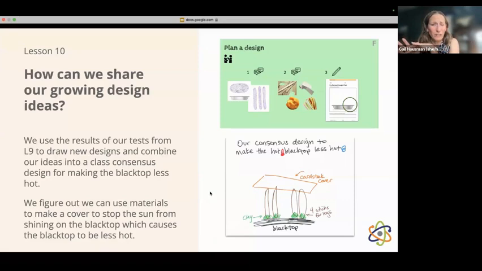And then we also get to read the end of the playground designer book in lesson 10. So we get to hear how that playground designer got to share the finished product with the community and how they celebrated that. So we get to talk about celebrating our successful designs as well.